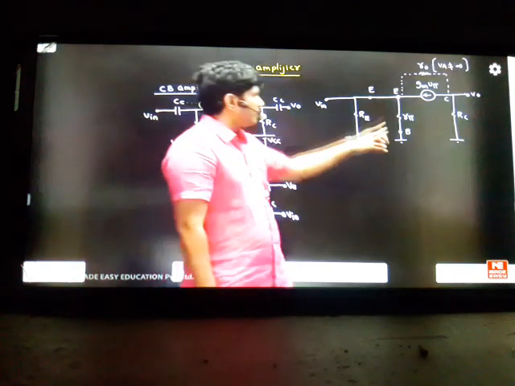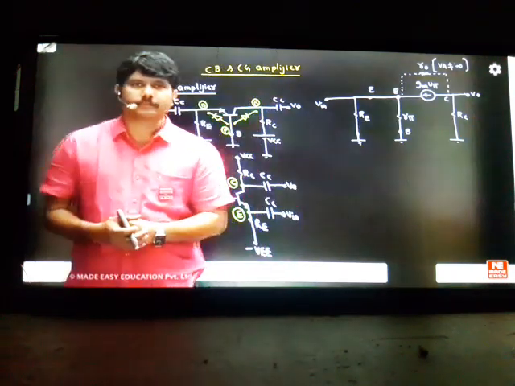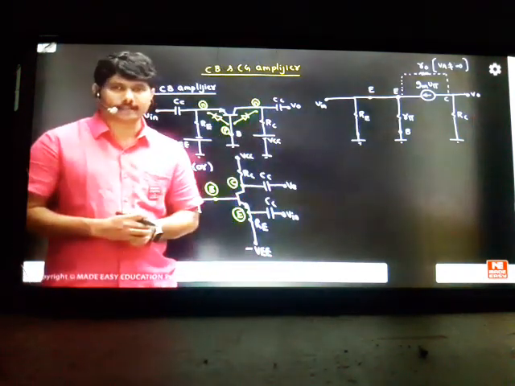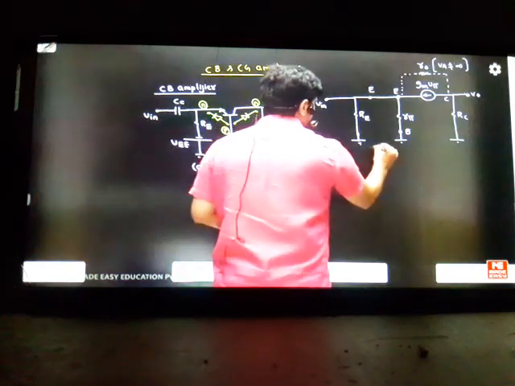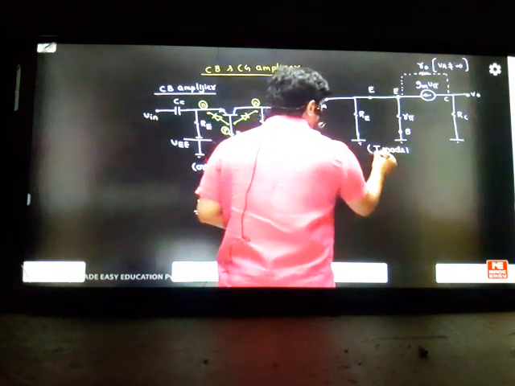So this is the T model representation I have done. Emitter is emitter only I have taken. Base side r pi I have taken. Collector side we have taken a current source. This is called T model approach. When you are going for horizontal techniques, the T model is better for you.